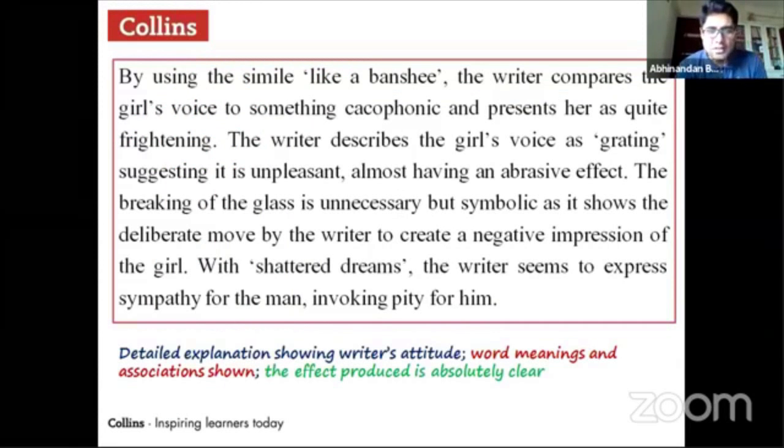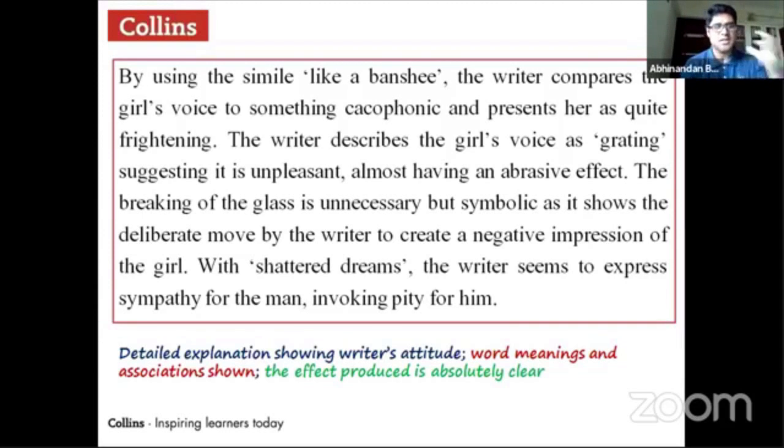So the writer describes the girl's voice as grating, suggesting it is unpleasant, almost having an abrasive effect. So see, I'm producing an effect over there. I'm giving out the literal meaning, grating, unpleasant, the suggested word and idea, and the overall impact created. The breaking of the glass is unnecessary but symbolic, as it shows the deliberate move by the writer to create a negative impression of the girl. So I'm playing with the character as well.